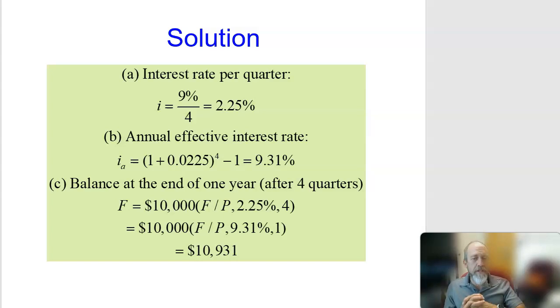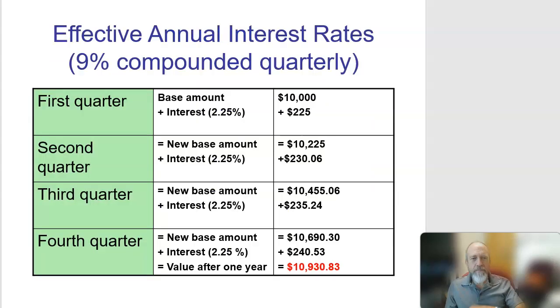So after 4 quarters, you've done 4 quarters at that specific interest rate, or 9.31% annual effective interest rate. They're both going to be the same. You can do this calculation. They should both be the same. And it's more than what you would have had if you had not compounded quarterly. That's great for you when you're making it. It's bad for you when you're paying it.